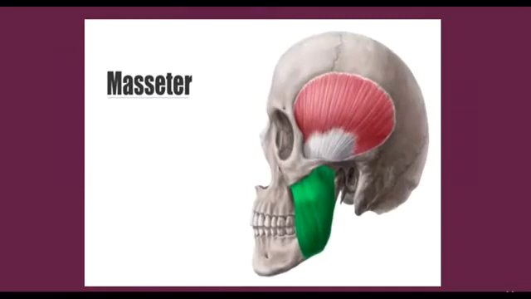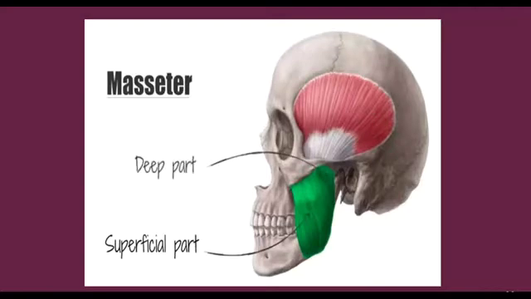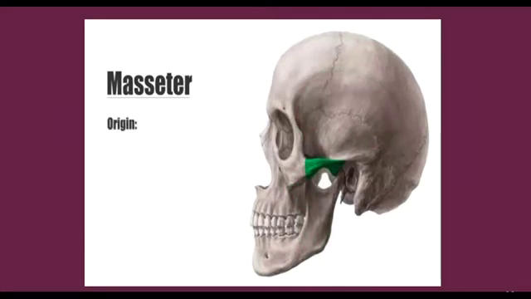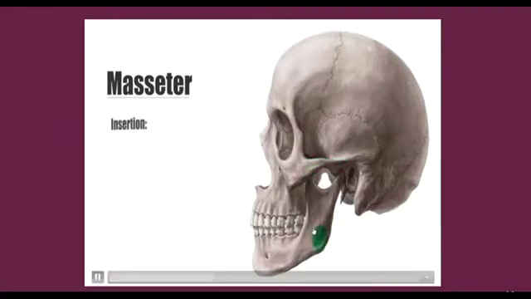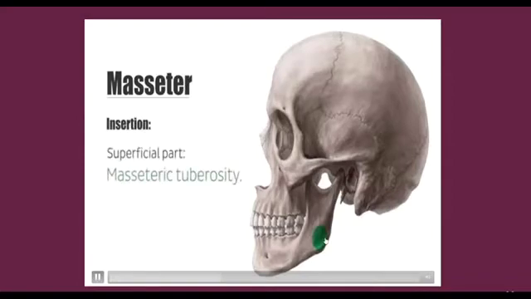Masseter is the thick rectangular muscle of mastication, here highlighted in green. It consists of a superficial part, middle part, and deep part. The superficial part arises from the zygomatic process and anterior two-thirds of the zygomatic arch, and the deep part arises from the deep surface of the zygomatic arch. Insertion of the superficial part is in the maxillary tuberosity and masseteric tuberosity, and the deep part is the outer surface of the mandibular ramus. This is the masseteric tuberosity highlighted in green where the insertion happens.